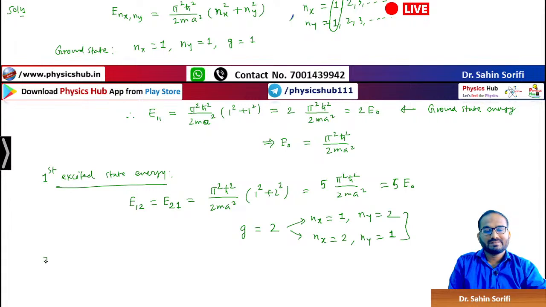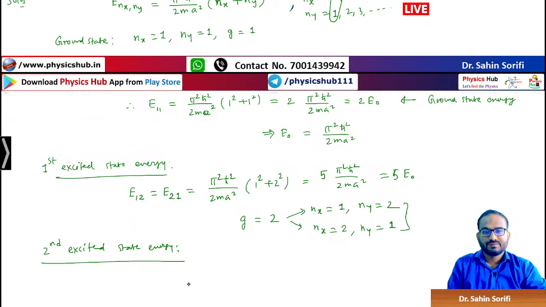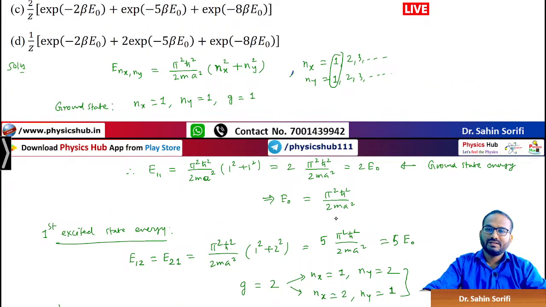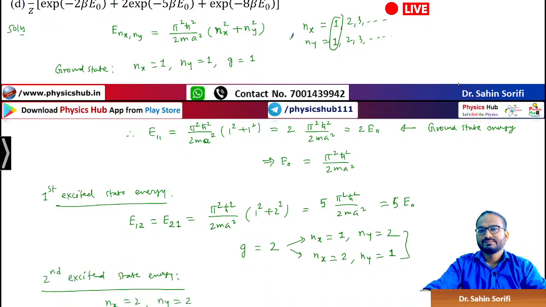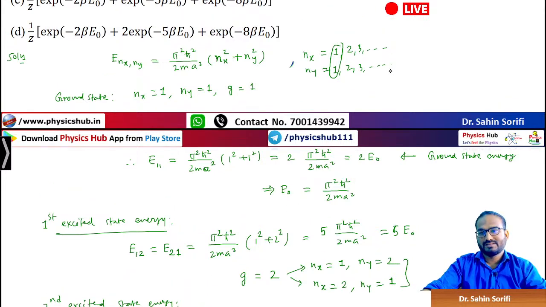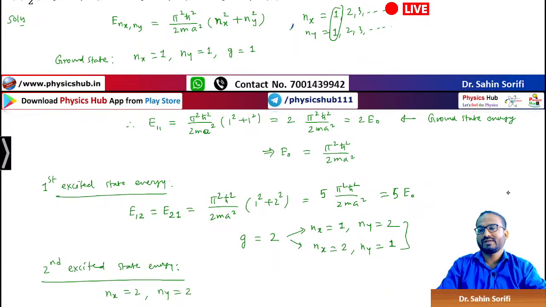The first excited state energy. Now if I talk about the second excited state energy, what will it be? Look, if you choose nx equals 2, ny equals 2, then what are you getting? 2 square plus 2 square, 4 plus 4, 8. Why not 3, 1? Because if you choose 3, then 3 square plus 1 square will be 10. But if you choose 2, 2, 2 square plus 2 square is 8. So 8 is less than 10. So that is why the energy value is continuously increasing.